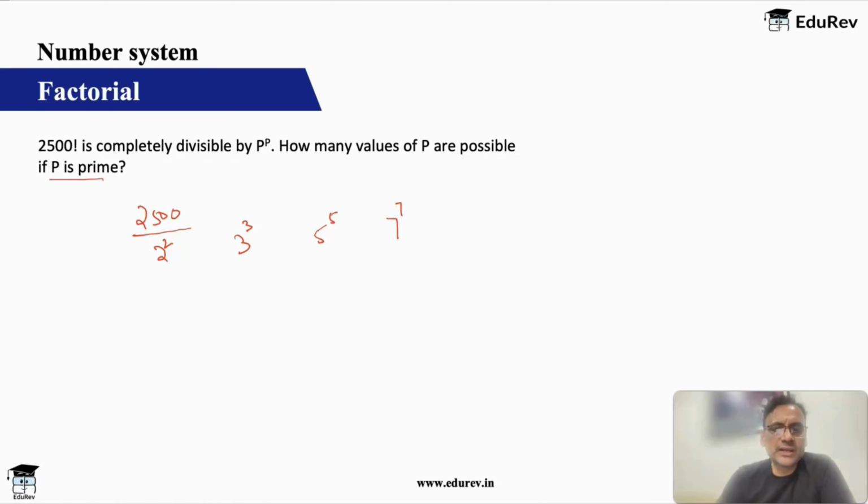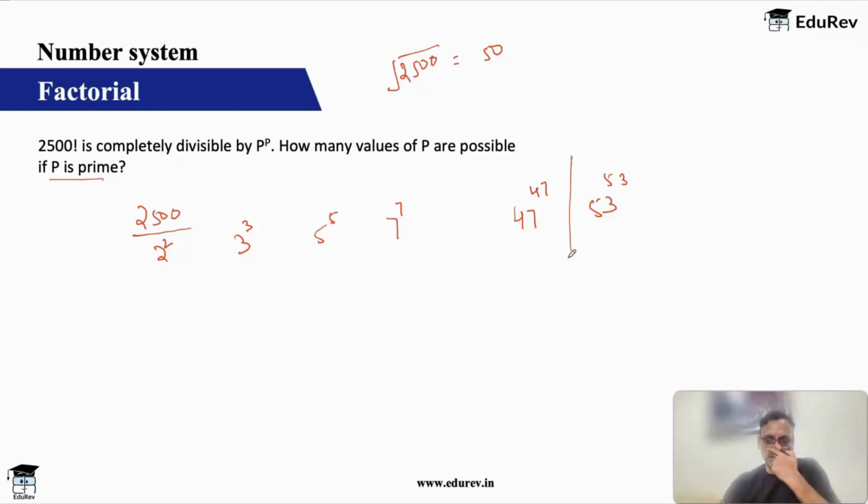Okay, so now 2500, what is root of 2500? 50. So ideally, you should check at 50. And lower than 50, the prime number is 47. So is it divisible by 47 to the power 47? After 47, you have 49, 51, 53. Is it divisible by 53 to the power 53? These are two checkpoints that we should do. Ideally, this should not be there and this should be there.